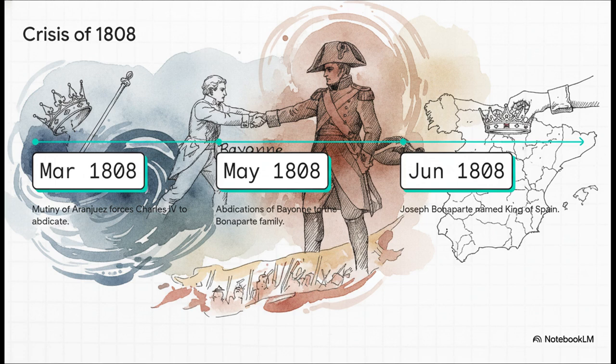In March, you have the Mutiny of Aranjuez, which forces King Charles IV of Spain to abdicate in favor of his son, Ferdinand VII. But Napoleon sees an opening. By May, he lures both Charles and Ferdinand into France and forces them into what are known as the abdications of Bayonne. And then, just a month later, in June, Napoleon just goes ahead and names his own brother, Joseph Bonaparte, as the new king of Spain. So in basically 3 months, the legitimate Spanish monarchy is just gone.